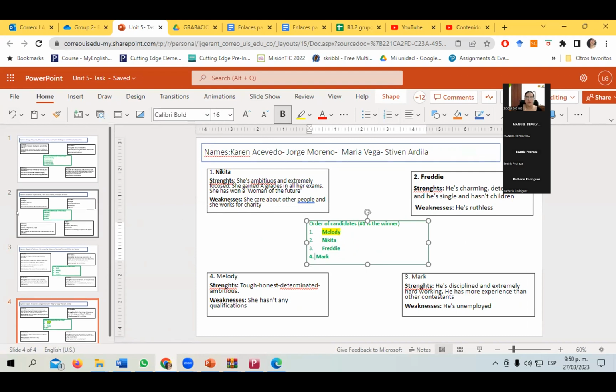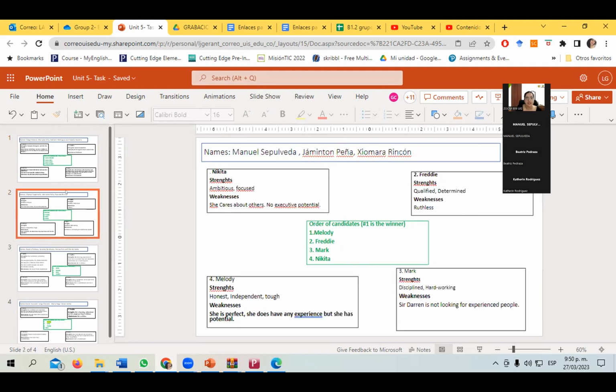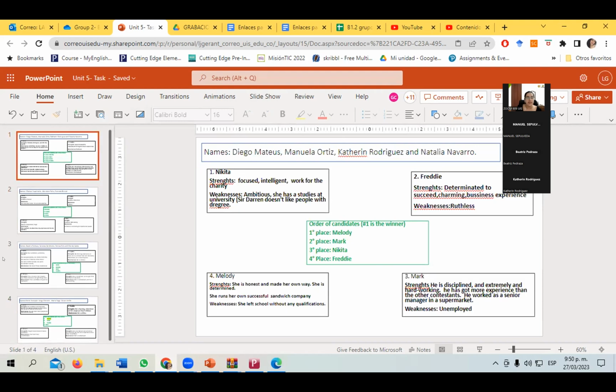I saw everyone participating, so remember all these activities are graded. Estas actividades son calificables y se van acumulando pues para su nota de quizzes, right?